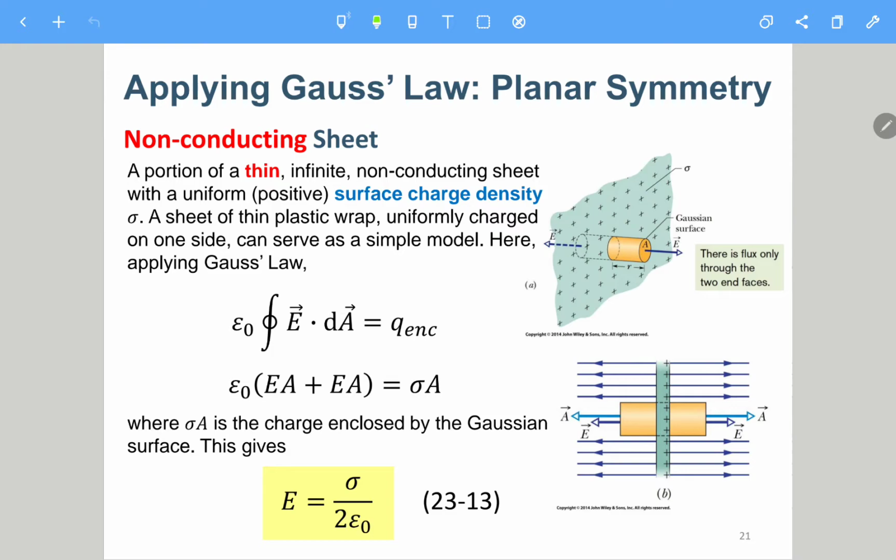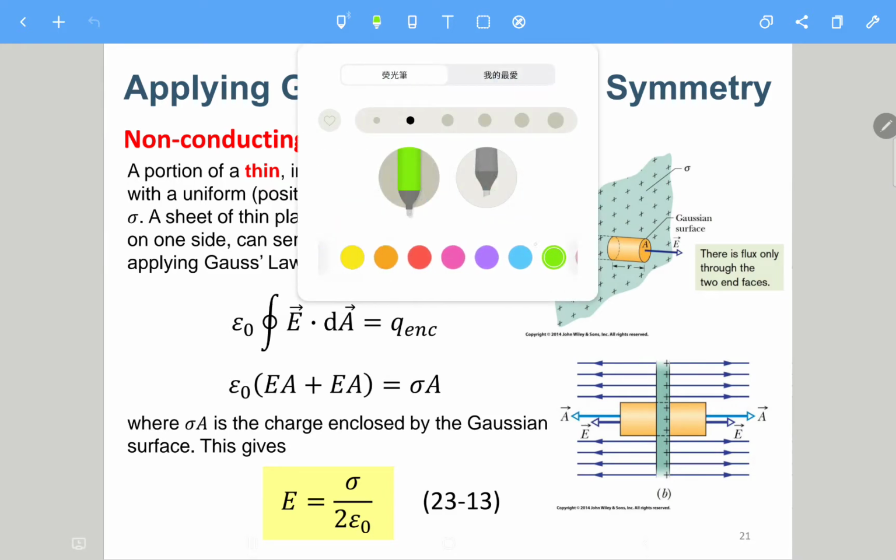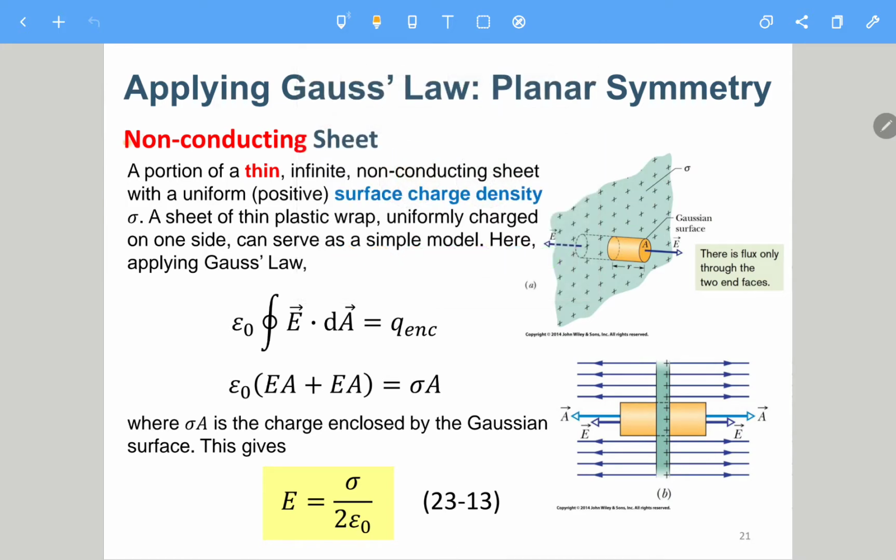So last hour we covered a similar case, but for that case it is a conductor. But here we have a non-conducting plate. We assume it is thin. This is not drawn very nicely, but if I draw it, it will be something like this, which specifies it is very thin, infinitely large, and non-conducting. Non-conducting is very important here.